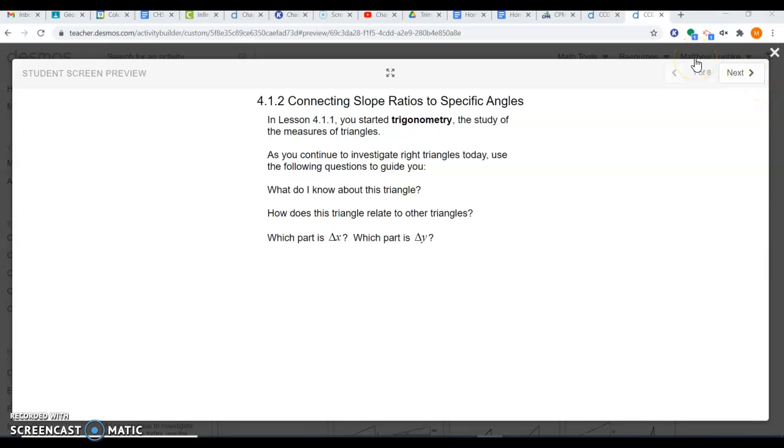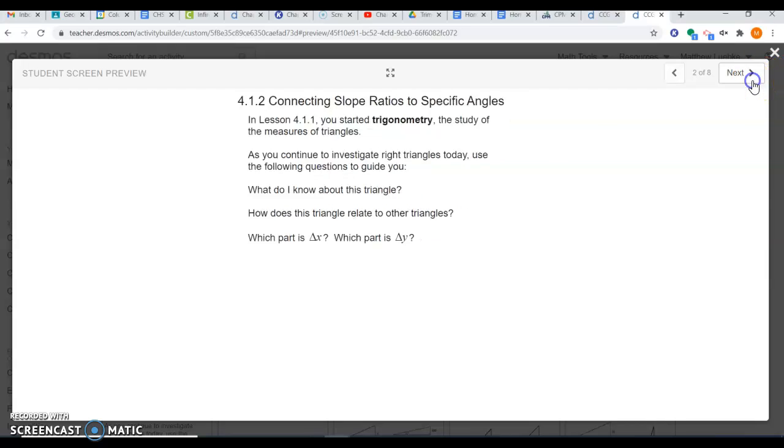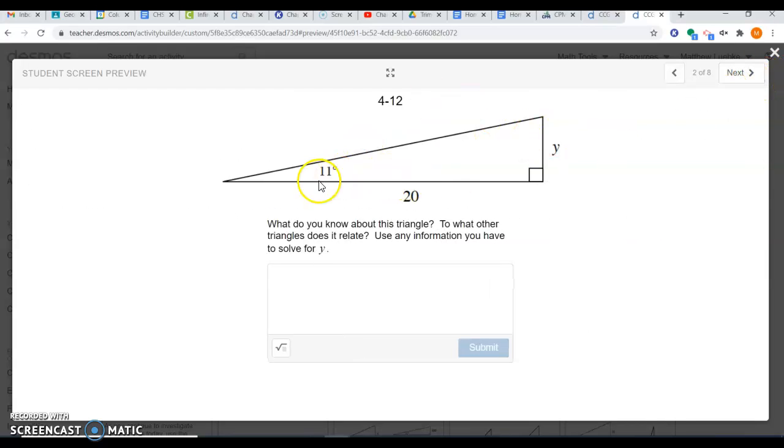If we see an 11-degree angle, okay, remember that has a ratio of 1 over 5. If we see a 22-degree angle, we know what to do, and we're going to try to do that. And it's this introduction to trigonometry, this study of the measures of a triangle. Okay, here we can see an 11-degree angle, and so what does this tell you about the triangle? To what other triangles does it relate? Use any information we have to solve for y.